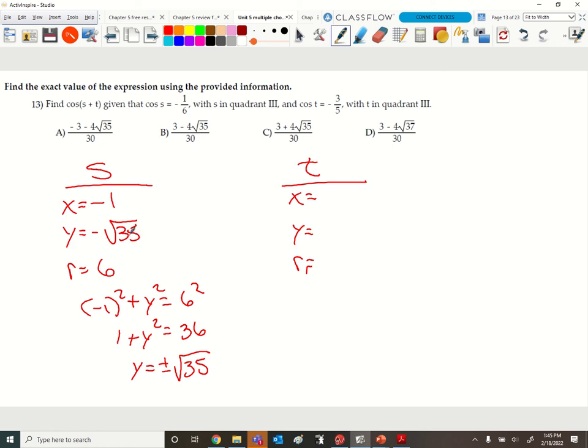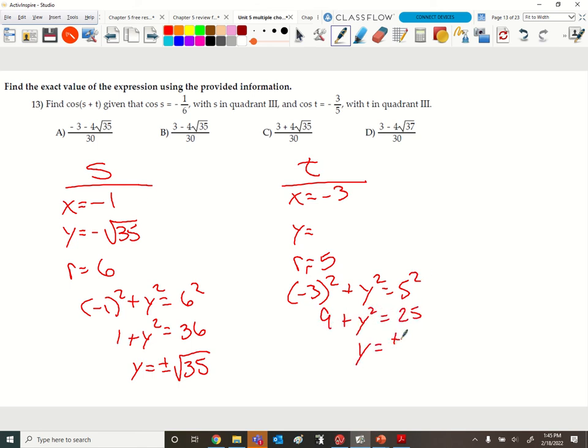Now I need to do the same thing for my T's. Over here it says cosine T is -3 over 5. So cosine represents X over R. So my X value here is -3. My R value is 5. So we're going to do the Pythagorean Theorem again. -3 squared plus Y squared equals 5 squared. 9 plus Y squared is 25.